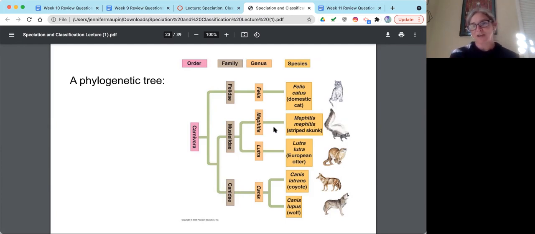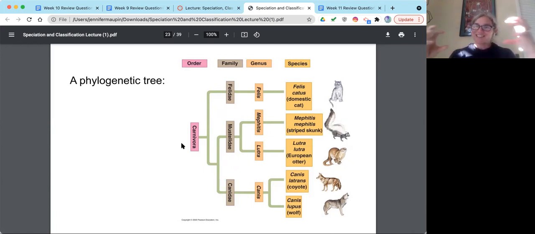You have to look at the branching pattern and see that you have to go all the way back to here to find the common ancestor of the cat and the skunk. But you only need to go back this far, right here, to find the common ancestor of the skunk and the wolf. And if the phylogenetic trees are made accurately, what they should do is also give you a way to classify your species as being in the same genus, for example, or being in the same family, or being in the same order.